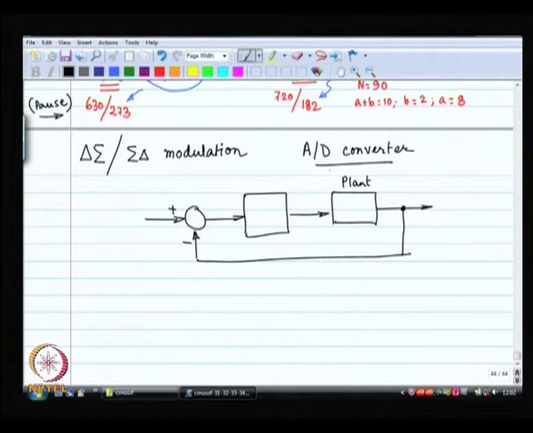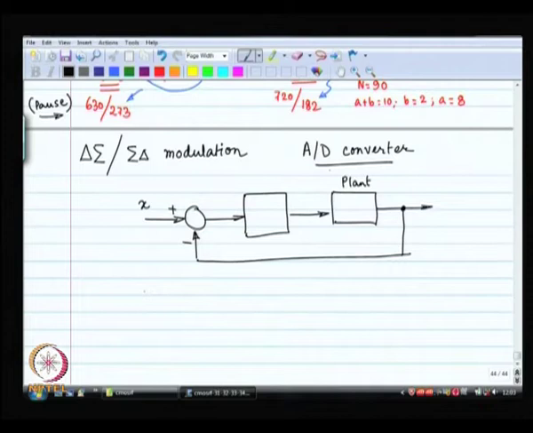Control system, this is how it looks. I am going to call the input x of t, actually let us call it x of n, let us make it a discrete time system, although there is no reason to make it discrete time. Let us call it x. It could be a discrete time system, it could be a continuous time system, that is your business completely.